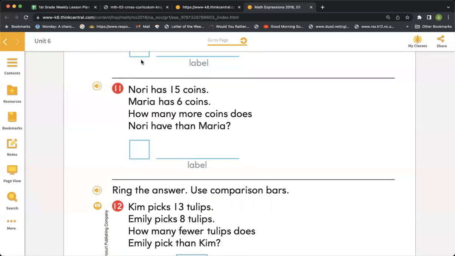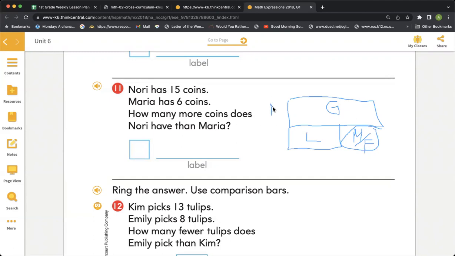Nori has 15 coins. Maria has 6 coins. How many more coins does Nori have than Maria? All right, this is a comparison bar that you are very much used to. Remember, the greater number goes up here, the lesser number goes down here, and the more or fewer number, any number that has more or fewer following behind it, will go here. So it says Nori has 15 coins, Maria has 6. How many more coins does Nori have than Maria?